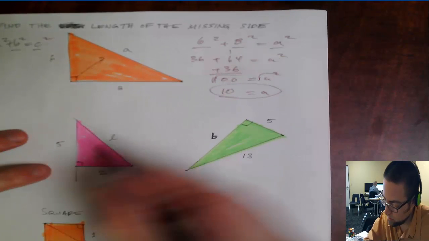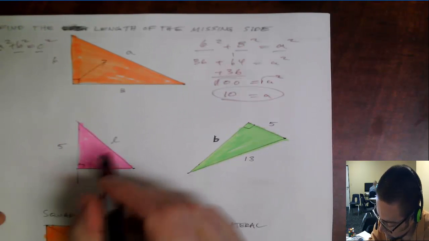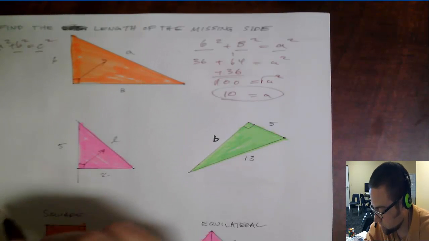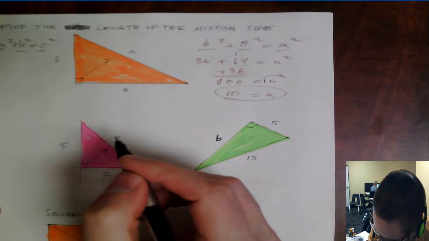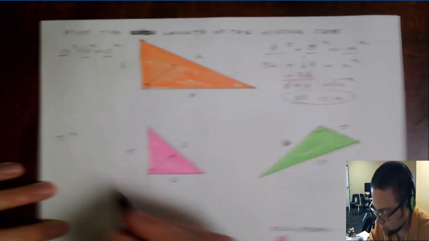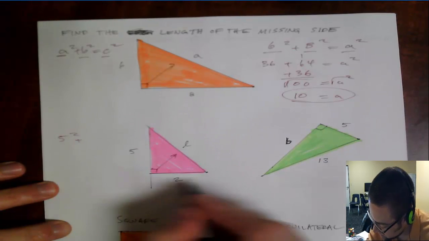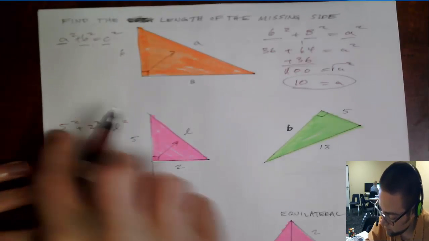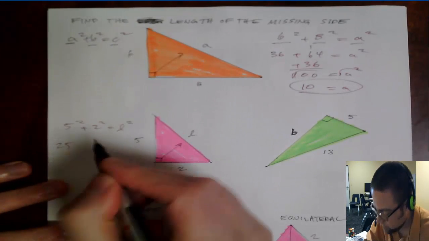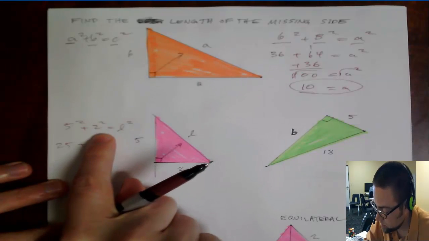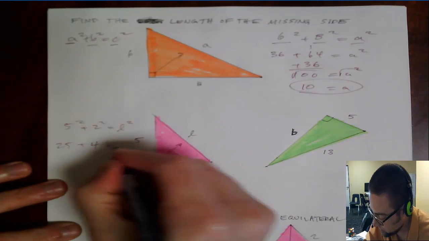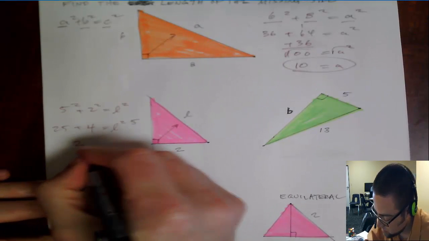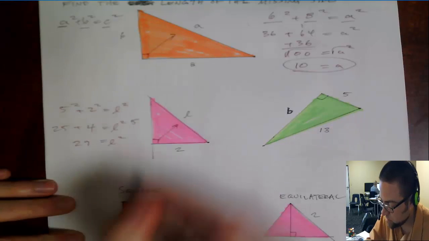Okay. Up next is 5, 2, and L. And which side is the hypotenuse? Well, it's across from the right angle, so L is the hypotenuse. So I have 5 squared plus the other leg 2 squared equals L squared. Okay, 5 times 5, 25. 2 times 2 is 4 equals L squared. And 25 plus 4 is 29 equals L squared.